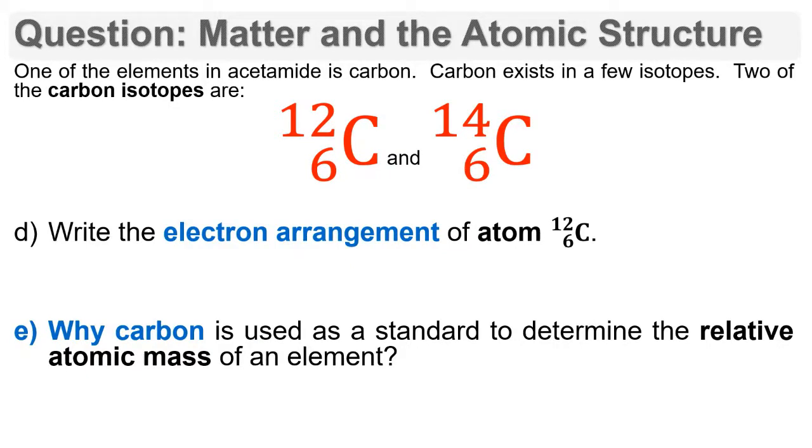D. Write the electron arrangement of carbon-12 atom. Carbon atom is neutral. In a neutral atom, the number of electrons is the same as the number of protons. Since the proton number is 6, the number of protons and the number of electrons are 6. Therefore, the electron arrangement of carbon-12 atom is 2,4, where the first shell is filled with 2 electrons, and the second, or the outermost shell, is filled with 4 electrons.